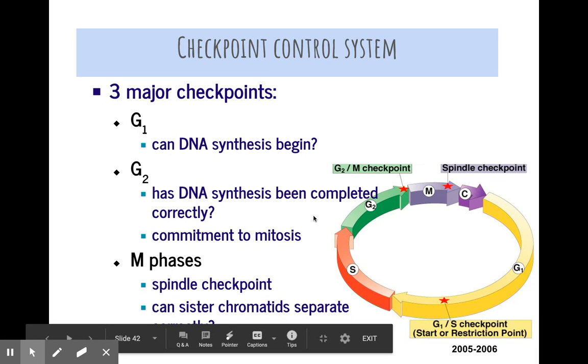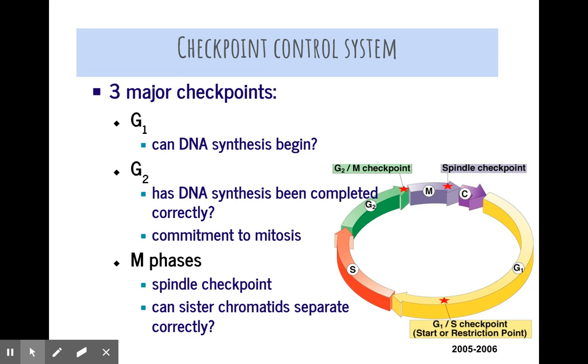During G1, we ask, can DNA synthesis begin? Is it ready for DNA to make a copy of itself? During the G2 checkpoint, has DNA synthesis been completed correctly, meaning, has the DNA copied itself properly? Then is it ready to commit to mitosis? And finally, during mitosis, the spindles are checked to make sure that they have attached onto the chromosomes properly, and can the sister chromatids separate correctly?